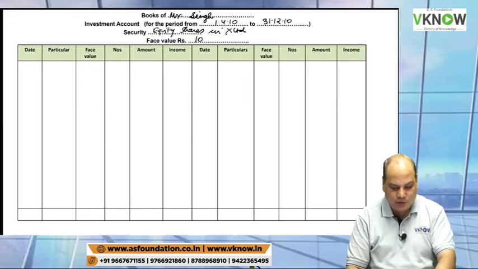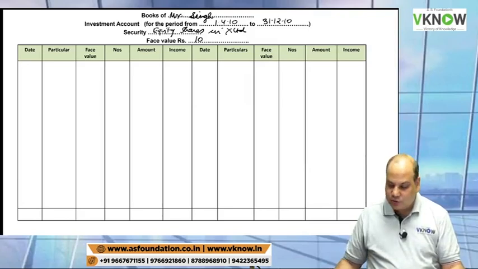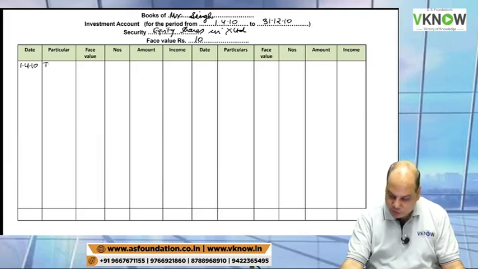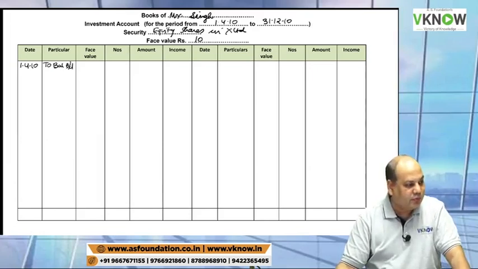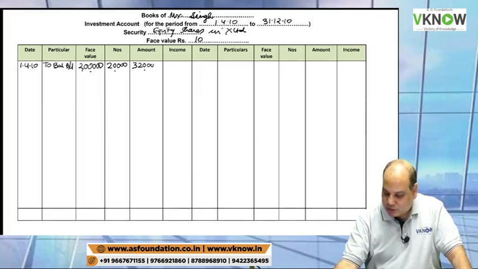This question is a practice question because a similar question we had solved earlier also. So 1,95,000 will be the value of closing stock. First, write down opening balance, balance brought down. Numbers 20,000. Face value 2 lakh. And amount 3,20,000.